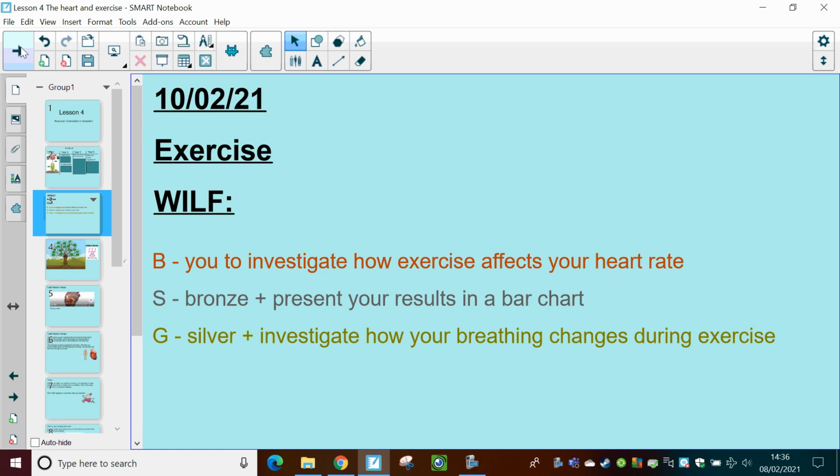Now, can you please get your science book and write today's short date title and WILF really neatly, all underlined, spelled correctly, and then we'll start when you are ready.